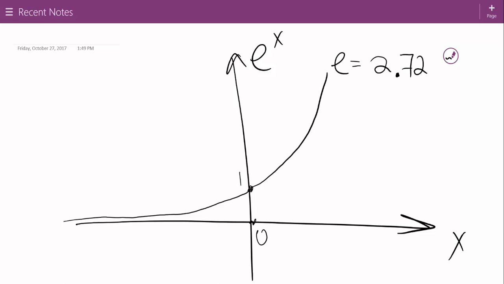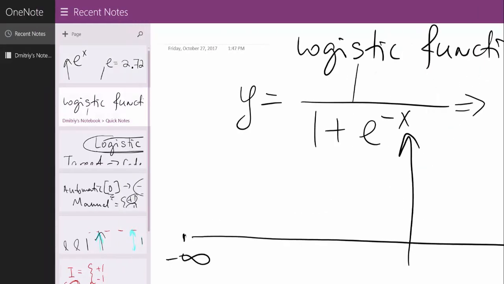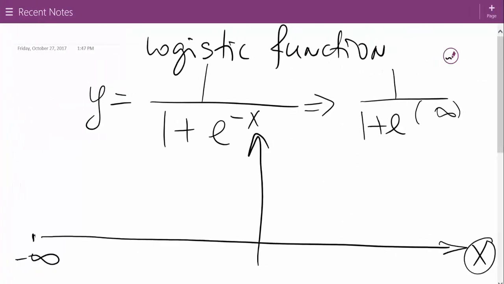I'm going to keep that intact until Monday, and we'll take it from here. We're going to go back to our logistic function and figure out exactly how it looks, and why it is used to model a categorical response: 0, 1, yes, no, true, false, survive, die, male, female, default, non-default, that kind of situation.